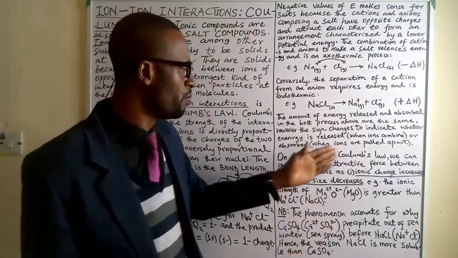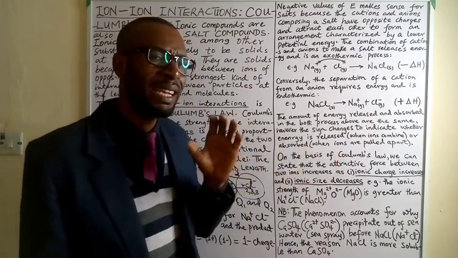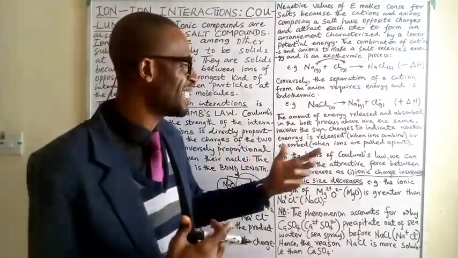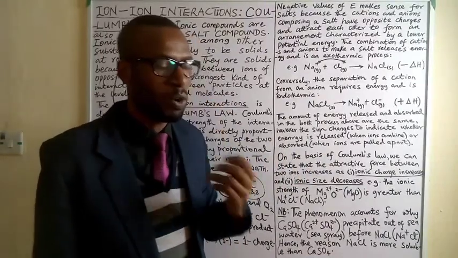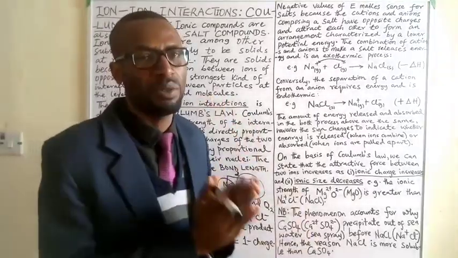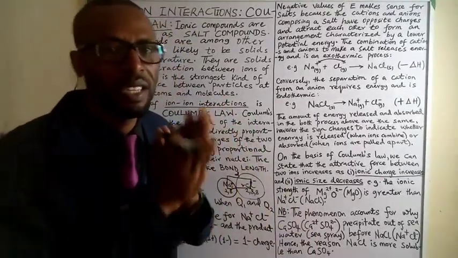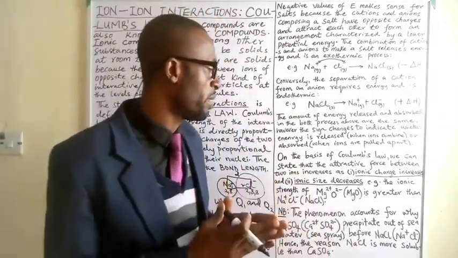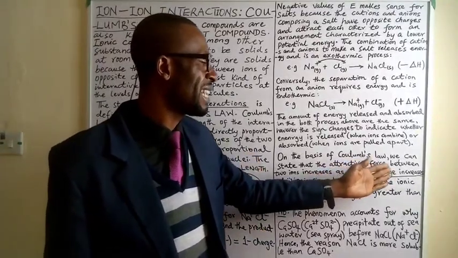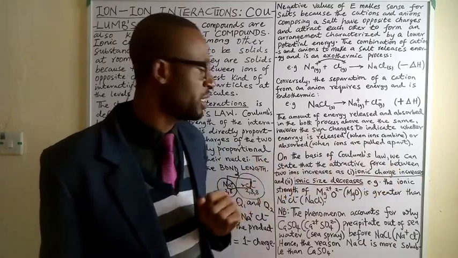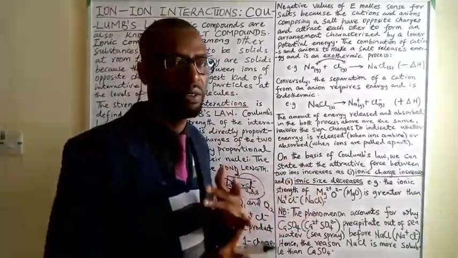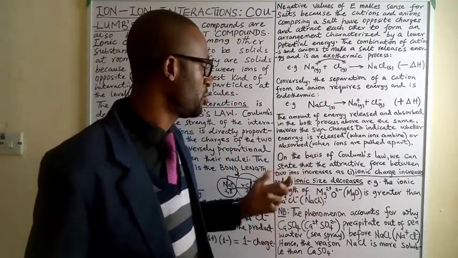So according to Coulomb's law, we can now describe the two factors that determine the strength of the attractive force between two ions. Or put another way, on the basis of Coulomb's law, we can identify two factors that will determine the strength of ionic bonds within an ionic or salt compound. Those two factors are the ionic charge, and the second one is ionic size. These are the two factors that determine the strength of the ionic bond, or the force of attraction between two ions.